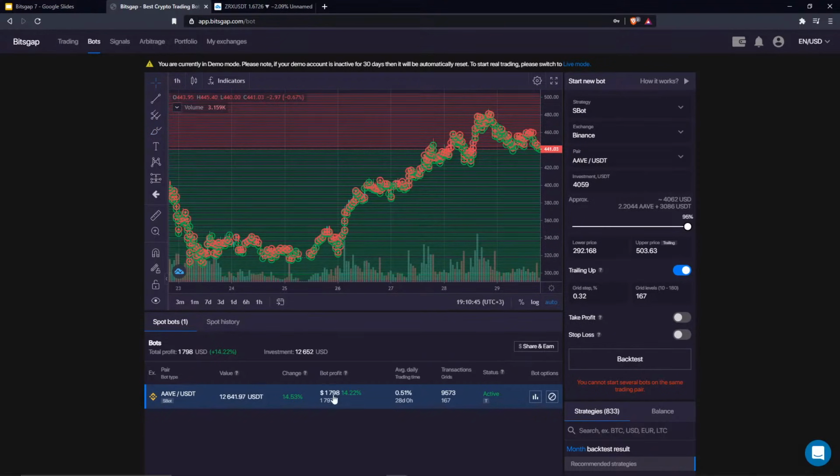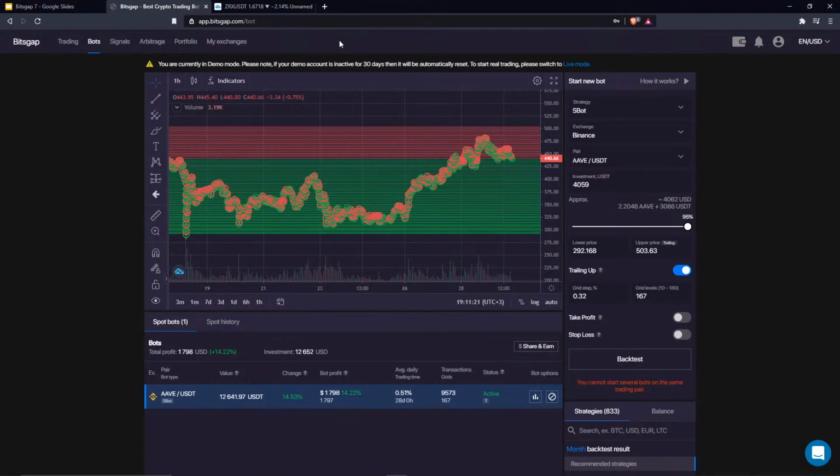So you see I already have this active trade, and it's been running for about 28 days so far, on average bringing me 0.5% daily relative to my initial investment of $12,000. That's a pretty decent return per day, to be honest. So far it has made about 14% within just 28 days. That's exactly $1,798, which is very, very cool.